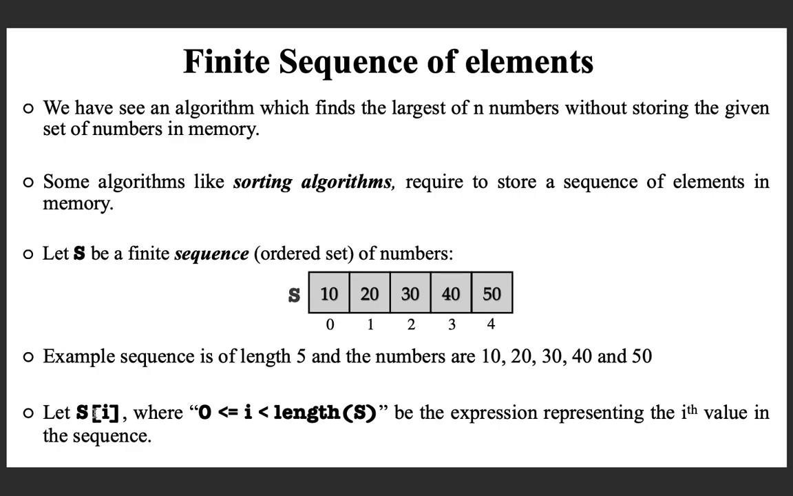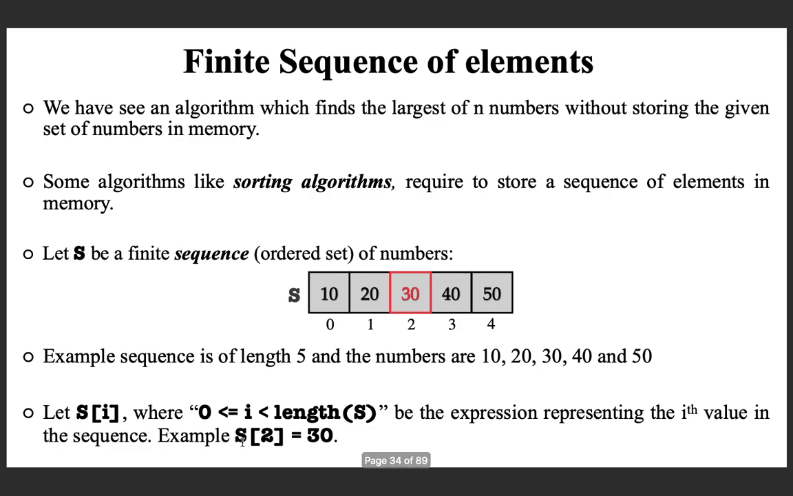Let S[i], read it as S at i, where the index i varies from 0 to length of the sequence minus 1. That is why i is less than length of S. Be the expression representing the ith value in the sequence.